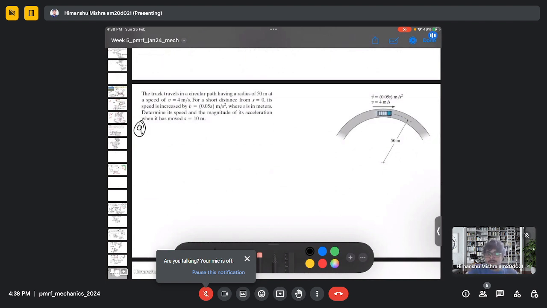So here we have a truck that travels in a circular path having a radius of 50 meter, at a speed of v equals 4 meter per second. For a short distance from s equals 0, its speed is increased by v dot, which is 0.05 s meter per second square. Determine its speed and magnitude of its acceleration when it has moved s equals 10 meters.